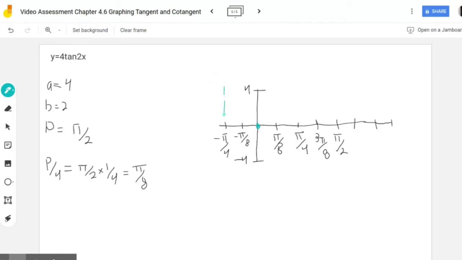Then what we're going to do is start drawing our asymptotes. Our asymptotes are undefined values. So a good example would be if our coordinate was 0, 1. Since the function of tangent is y over x, it would be impossible to divide 1 over 0. So that's what the lines kind of represent.